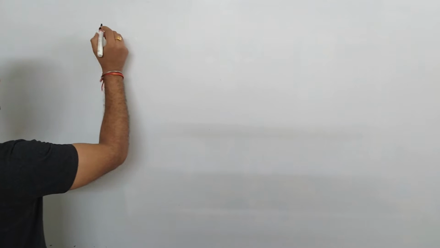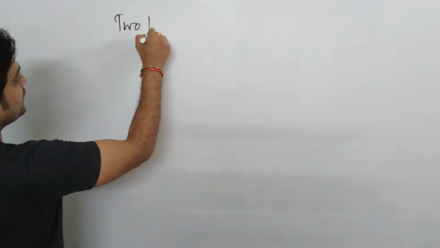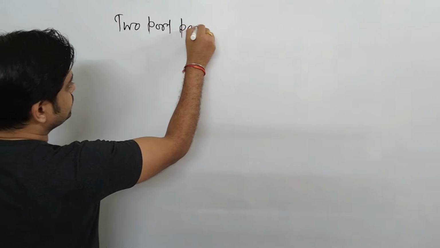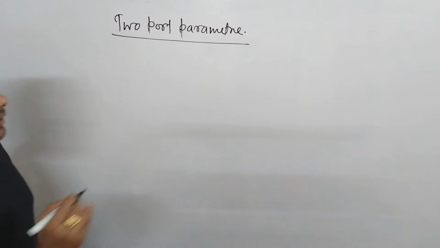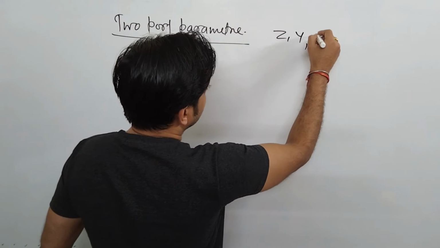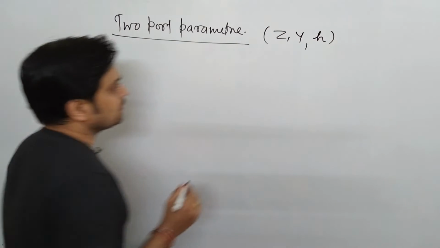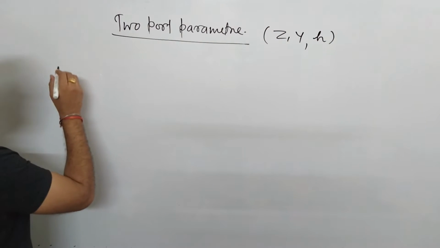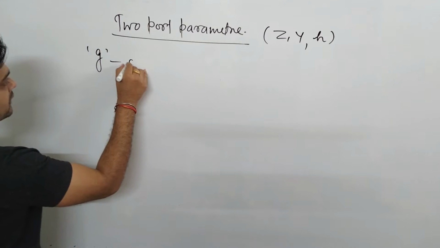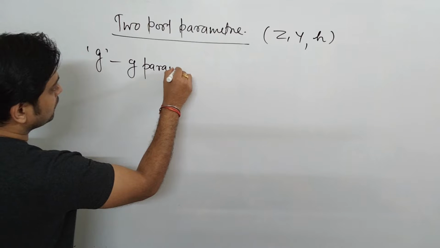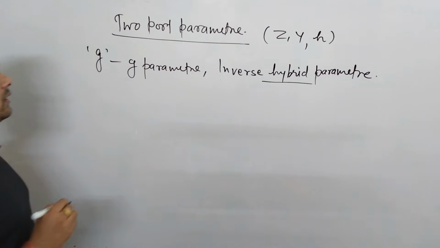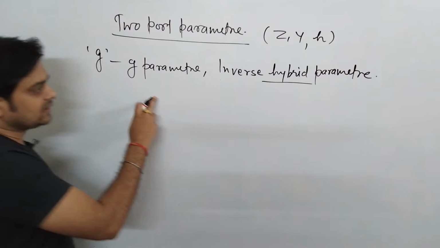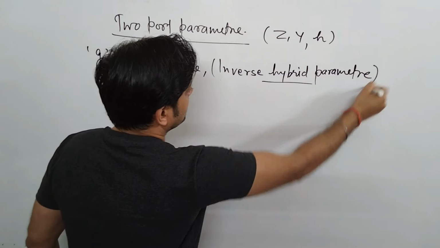So we start with our G parameters under the two-port parameters. We have already discussed the Z, Y and H parameters. You can refer to my previous video. Now we go for the next parameter known as the G parameter, or you call it the inverse hybrid parameter. So the G parameter is basically also known as the inverse hybrid parameters.